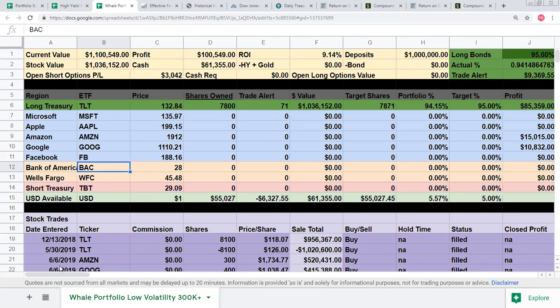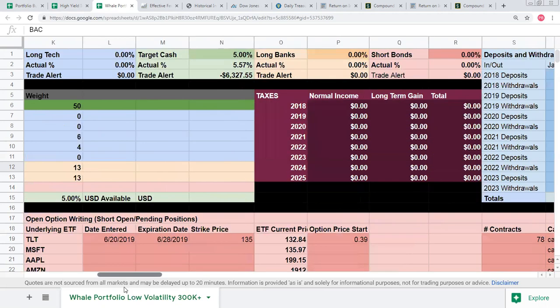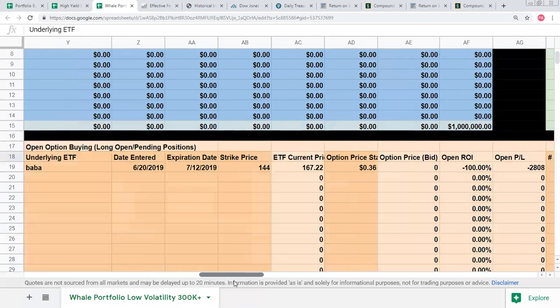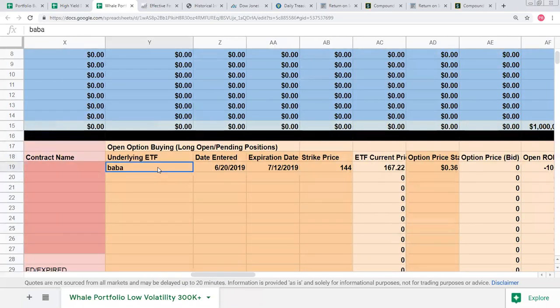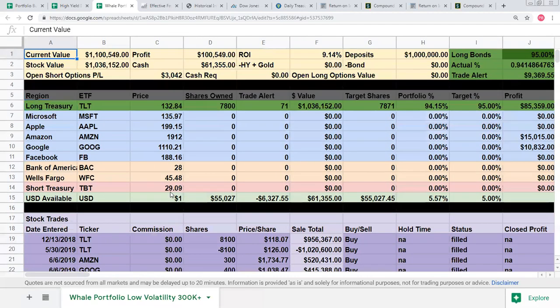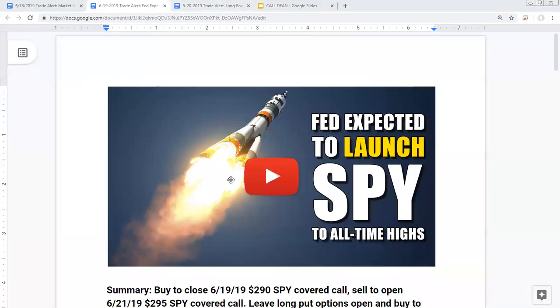So this program traded today, and same setup, currently doing a covered call on the TLT and buying put options on Alibaba, which is the Chinese ripoff of Amazon. And so I won't get into too much analysis on why those trades, but again, that does trade on Thursdays. Now let me pull up the last few trade alerts so you can see what they have looked like.